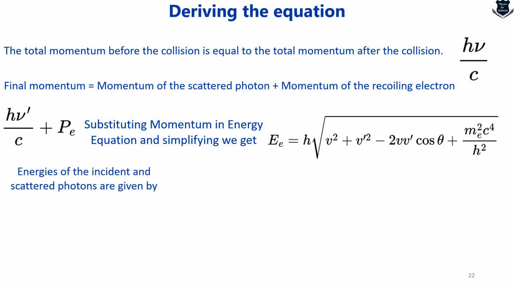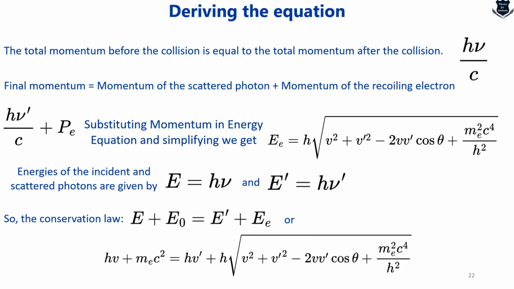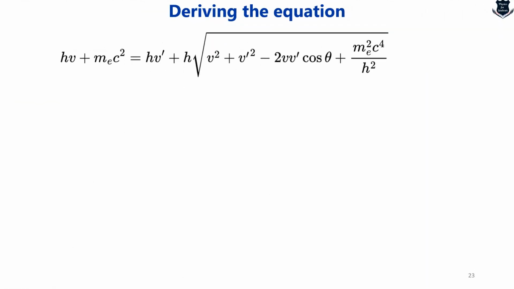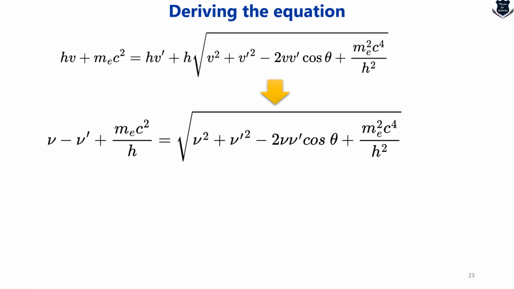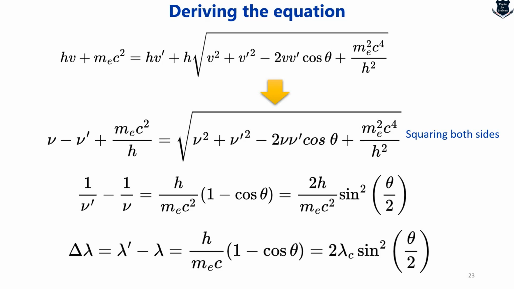And we know that the energy of the incident and the scattered photon are given by this. So the conservation law follows, which is this one. And from here it goes a little bit long. I mean to say this is how the equation looks. So this equation can be further taken and given into this form, which can be further deduced by squaring both the sides. We get this, and finally we get this one.